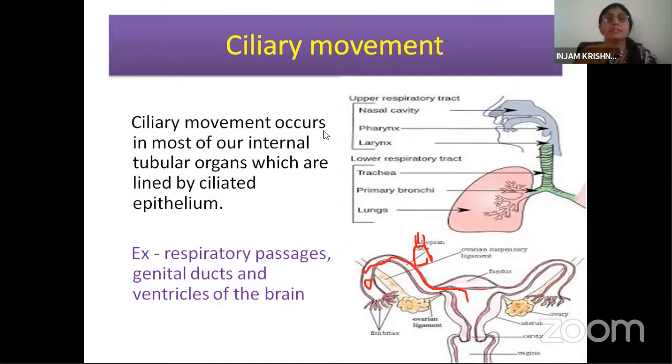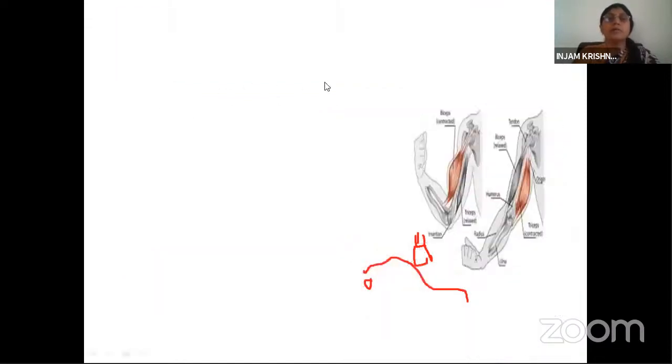Yes. Next, the other movement, that is muscular movement. Here, see here. What is this one? This is, you know it, the biceps.